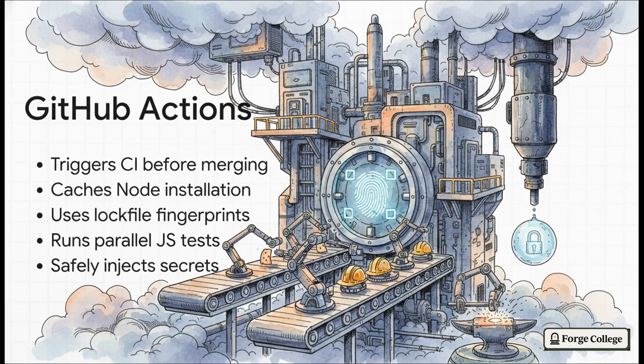Then we run Hardhat tests and Foundry tests as parallel jobs. And for Foundry, we safely inject secrets for fork RPCs. By separating your toolchains into parallel jobs and caching dependencies aggressively, we keep the pipeline incredibly fast and efficient.